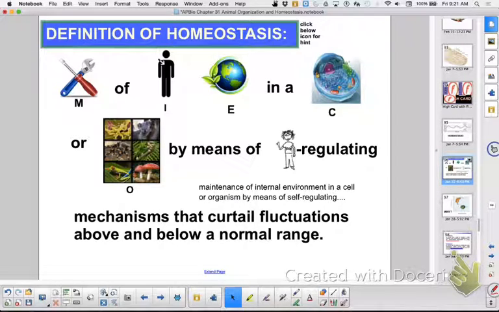So things are going to fluctuate all the time. Outside, it's cold. What are you going to do to adapt to that? Shiver. If it's hot, what are you going to do? Sweat. So you have external fluctuations that you will adapt to in order to maintain homeostasis. But if you eat something that's high in sugar, then in order to maintain homeostasis, you're going to want to store some of that sugar.